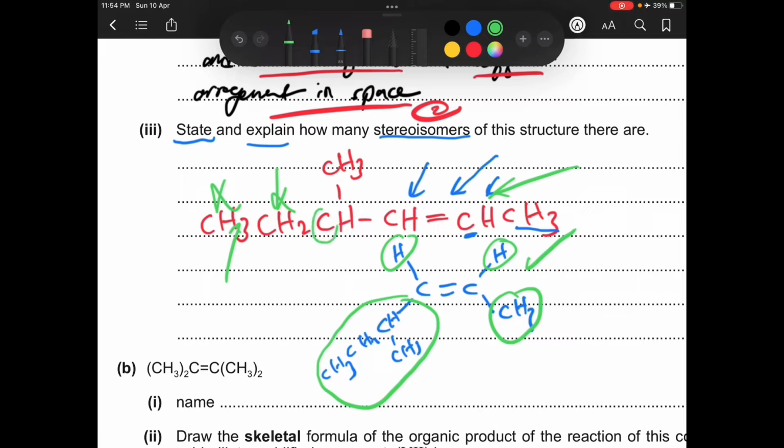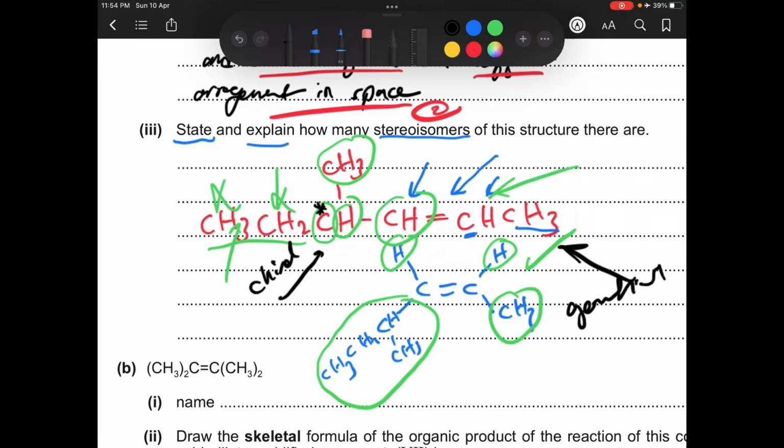But if you look at this carbon, you notice that it's bonded to CH3, CH, and CH2 in addition to H. So we're talking about a chiral center. Yes, we have a chiral center in here. So we have a chiral center and we have geometrical, I mean cis and trans.